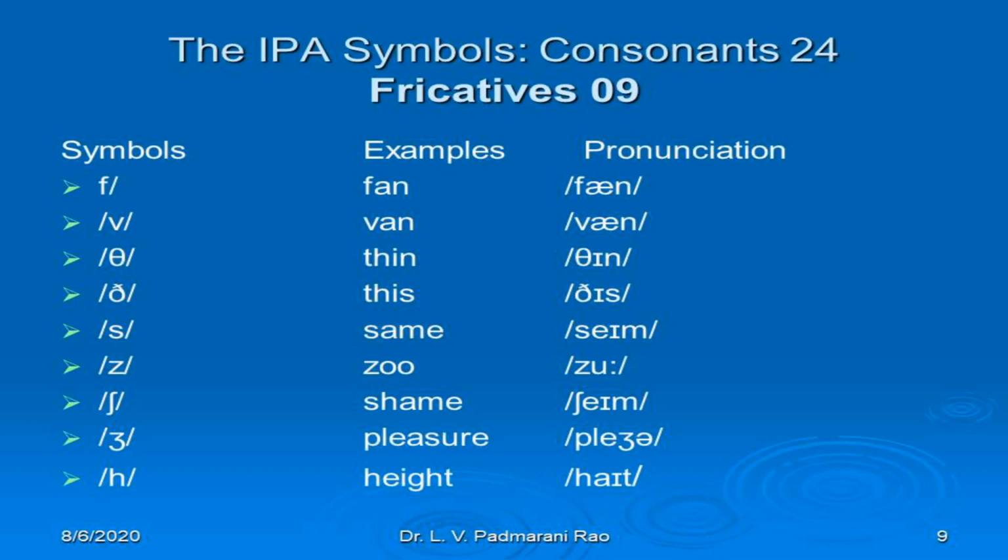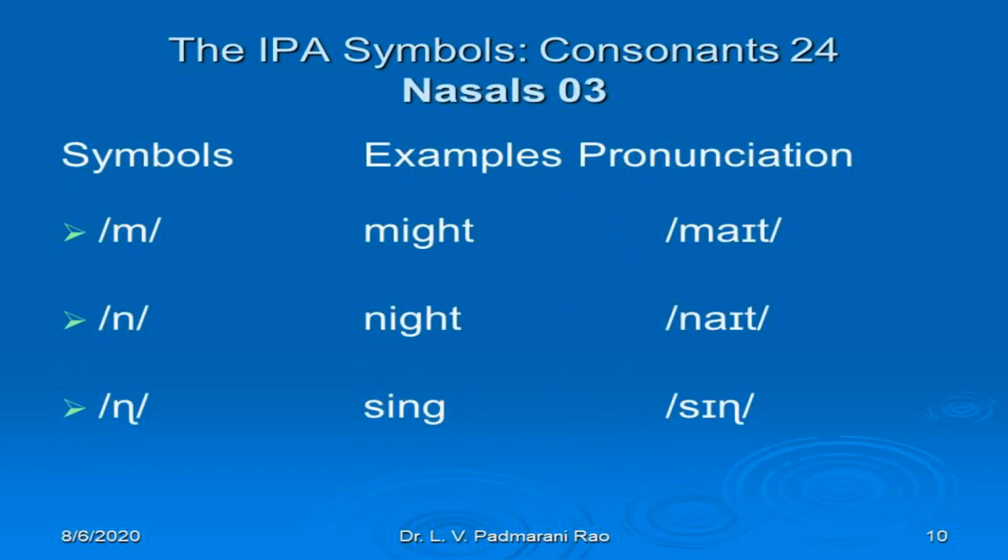T-H-I-S, this. That's right. The next set is s and z, s as in same, z as in the initial sound of zoo. The next set is sh and zh, sh as in shame, zh as in pleasure. That's right. And the last fricative is h, as in H-E-I-G-H-T, height.